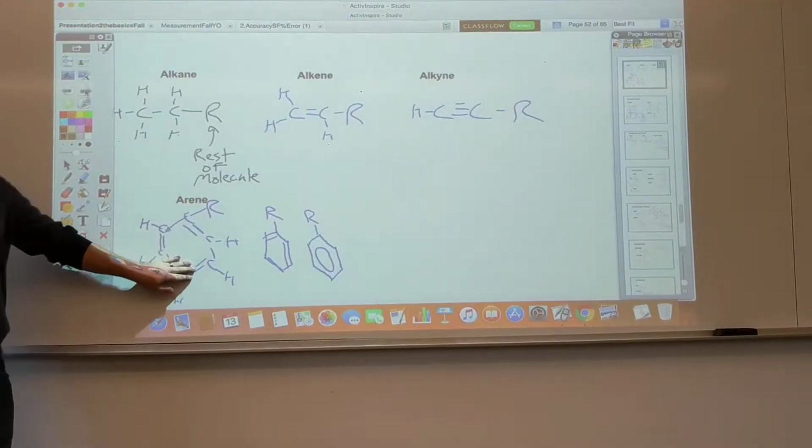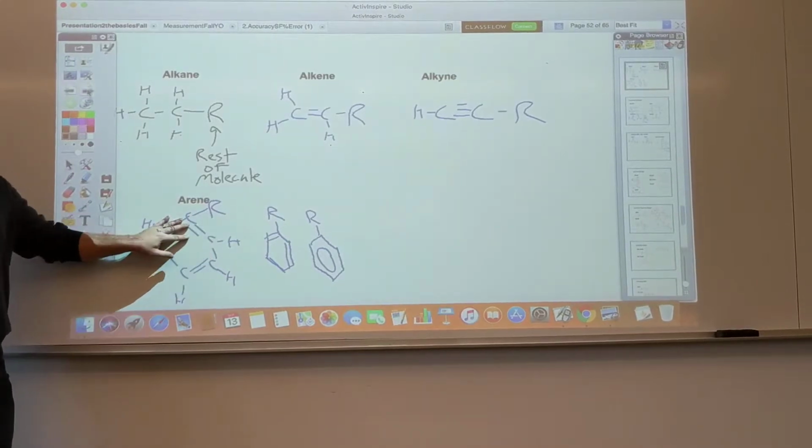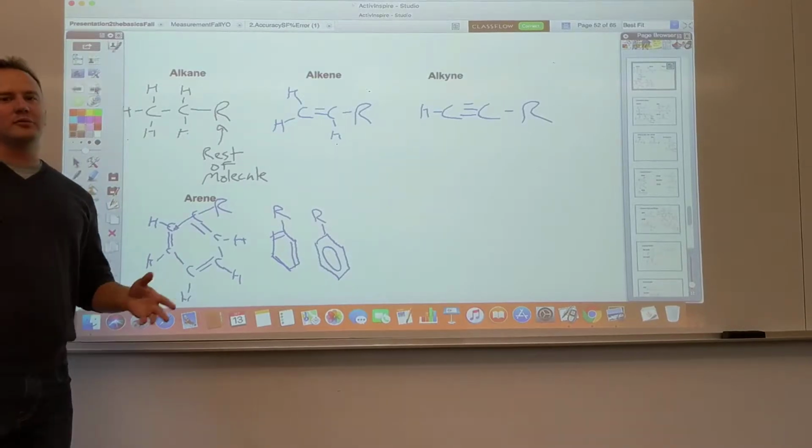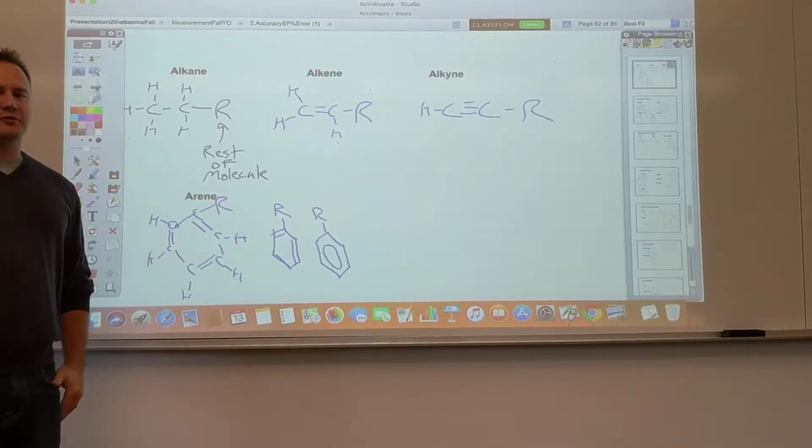An arene group represents basically a benzene ring that's attached to the rest of the molecule. And these are the four most important carbon-based functional groups you're responsible for in this unit.